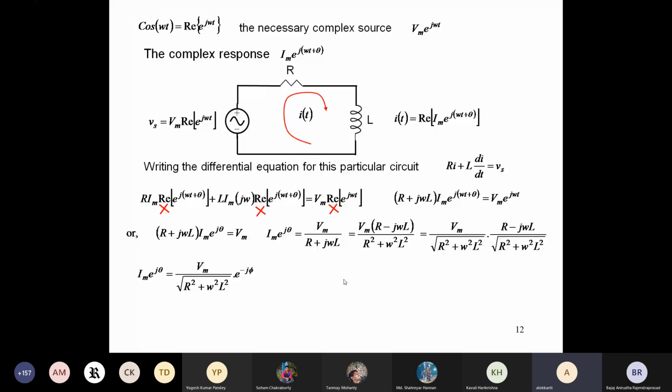So what is the cos phi here? R upon under root R square plus omega square L square. And sin phi is omega L upon root over R square plus omega square L square, with a minus omega L.